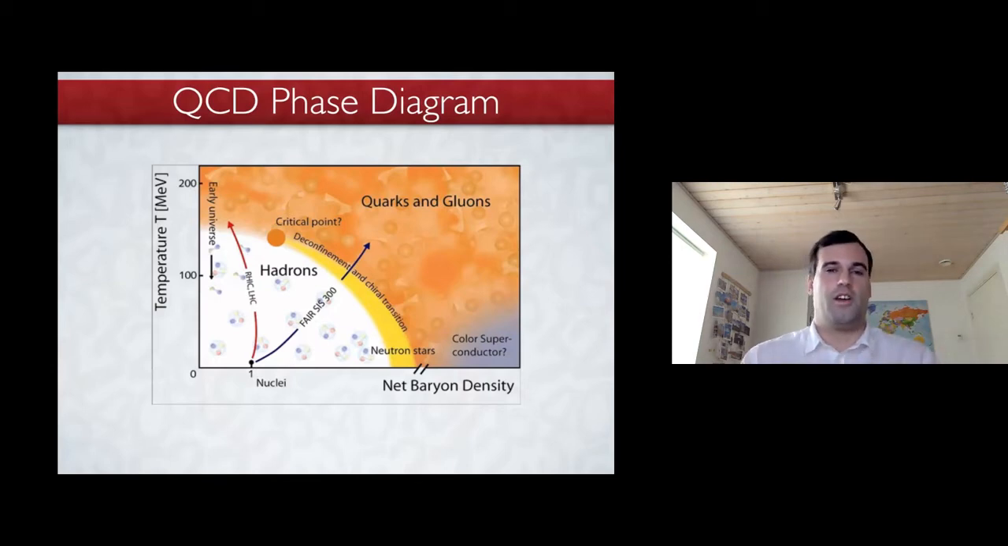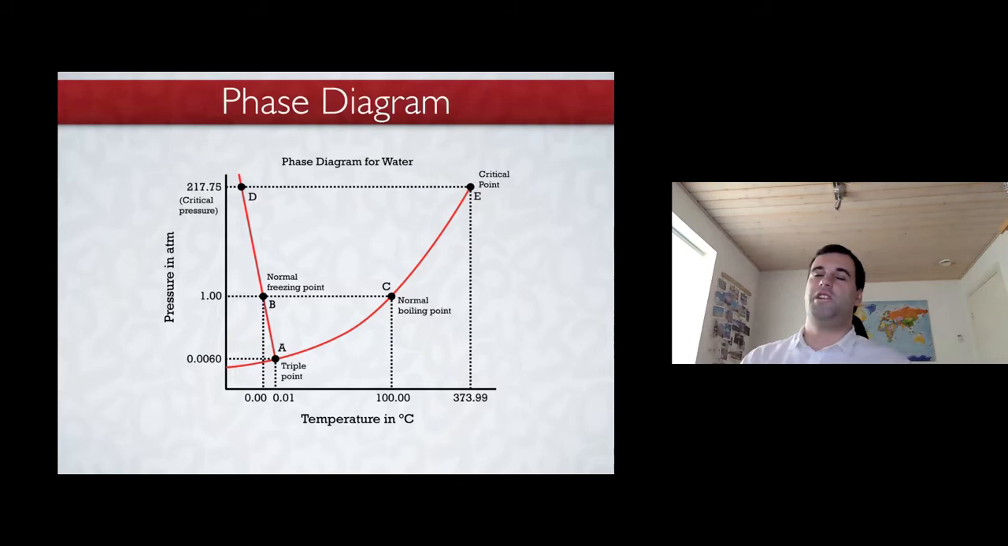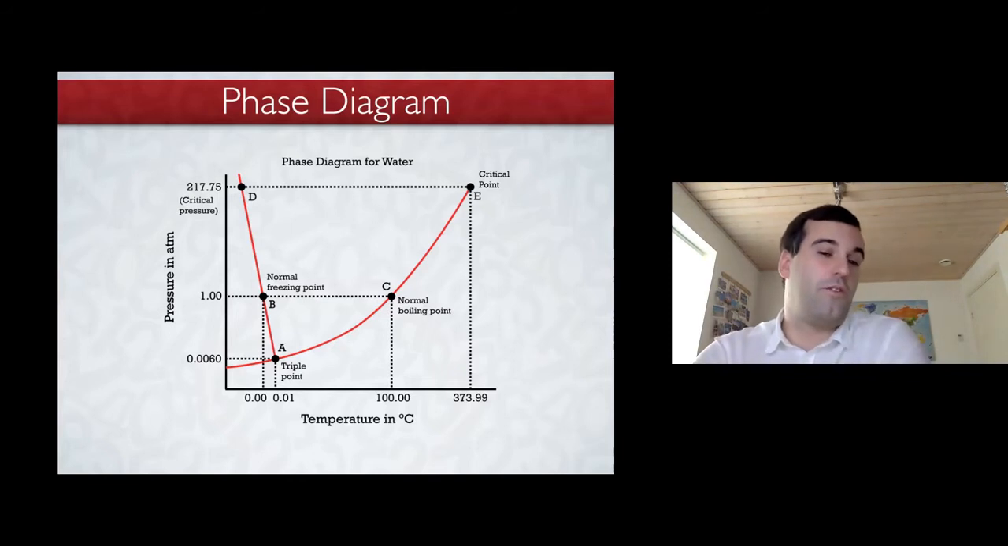This is a phase diagram, a function of temperature and density or pressure. You can think about the analogy which you might remember from school for water. If I look at the phase diagram for water, for instance, water freezes at normal pressure at 0 degrees. It boils at 100 degrees, so points B and C. But of course, this changes if we increase or decrease the temperature.